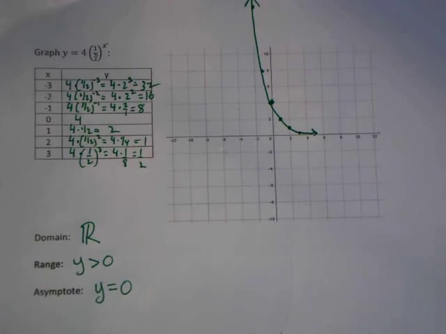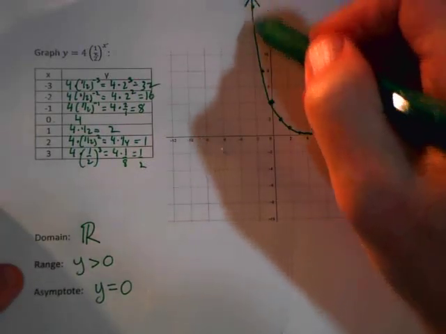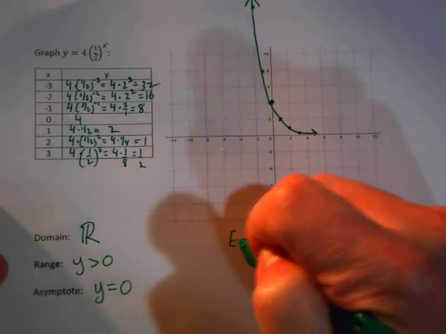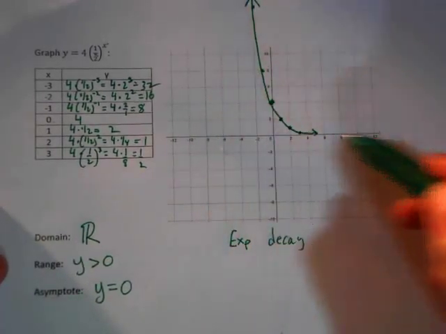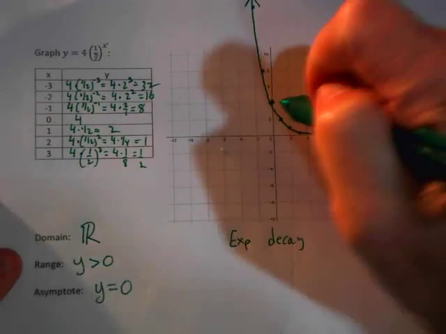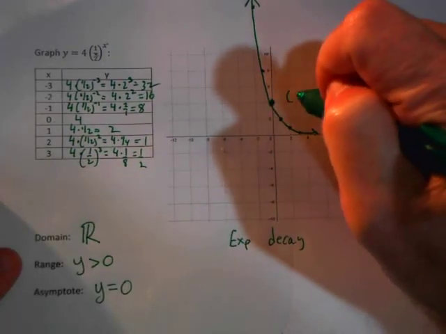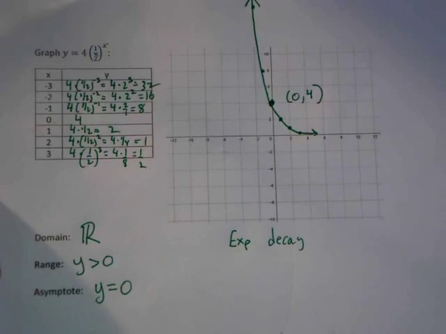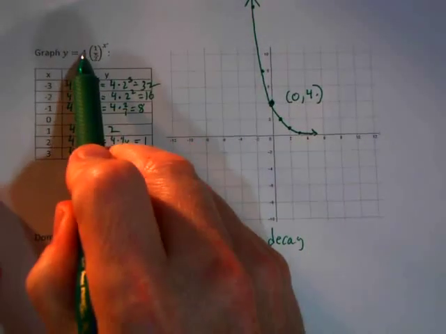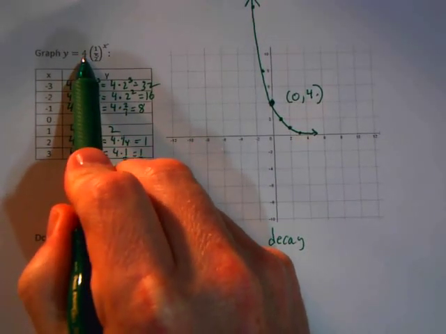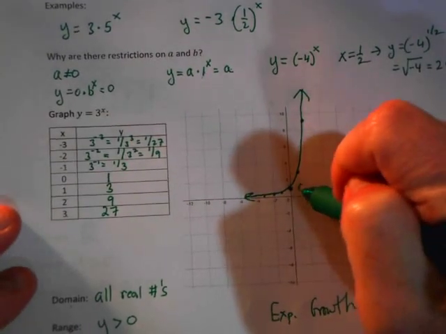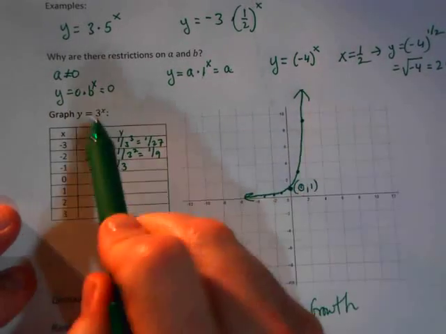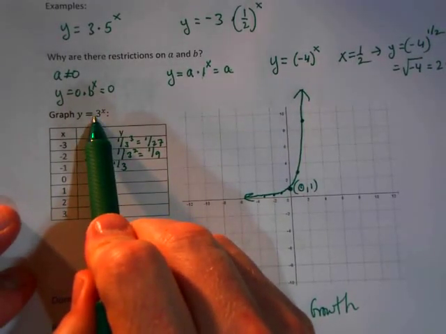Something else I want you to notice in just a minute, but I should say this first. This graph we would call exponential decay. As the x's get bigger, the y's get smaller. The other thing I want you to notice is that the y-intercept turned out to be (0, 4), which was that number right there. And on this problem, the y-intercept turned out to be (0, 1). And remember, there's a 1 right in front of that 3.